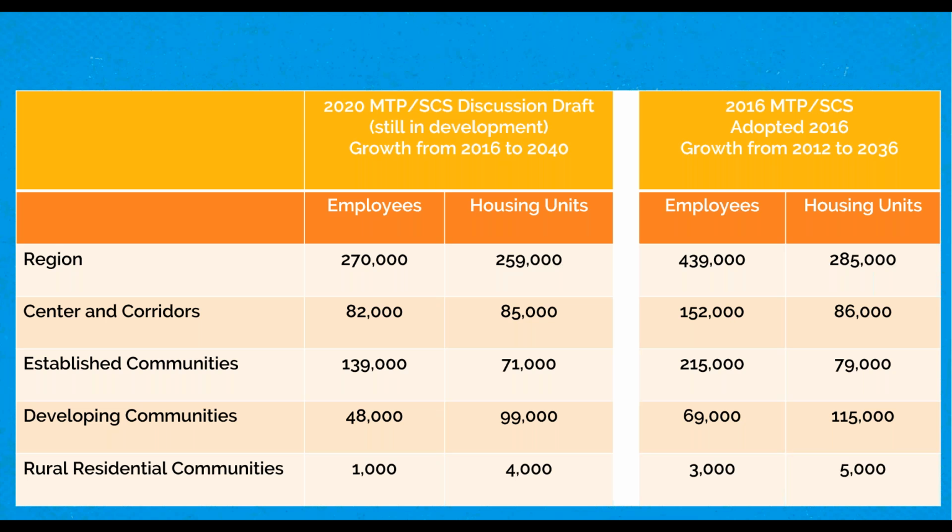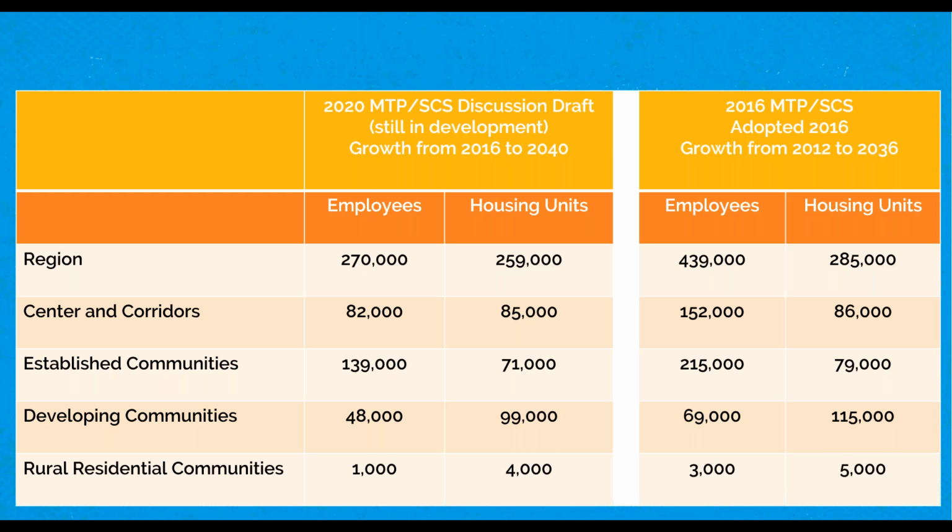overall. In terms of how that growth is distributed, because this discussion draft scenario is really a performance-based scenario, we're trying to see what it would take to maintain the performance of the last plan to hit that really stringent 19% greenhouse gas target.